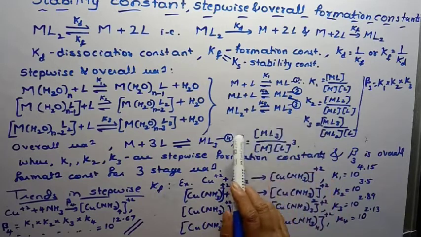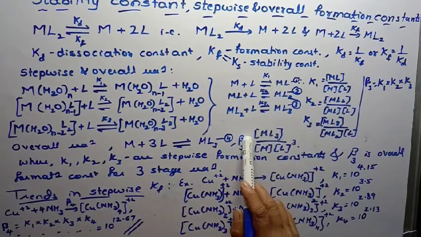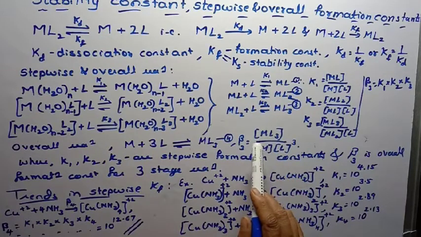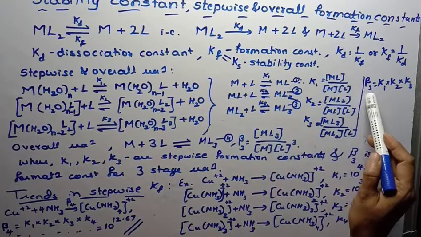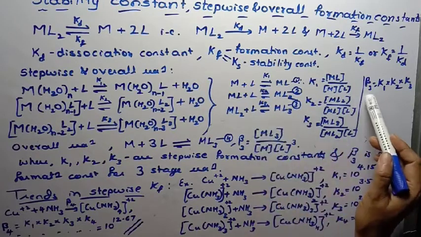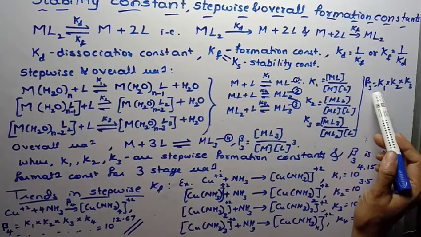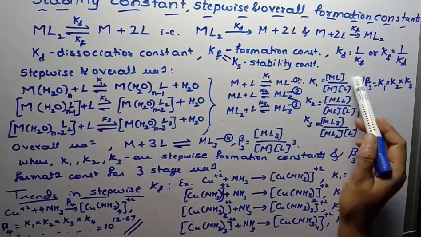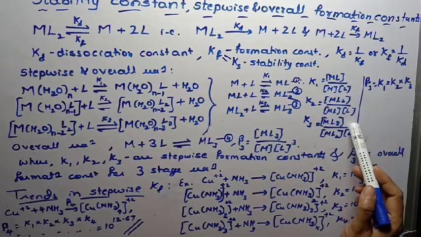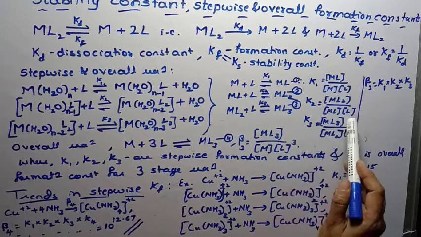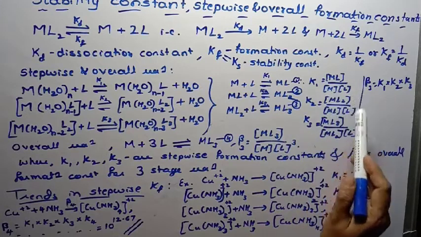And now the relation between K and beta 3, that means stepwise formation constants and overall formation constant, is given by, say for the three-stage reaction, beta 3 is equal to K1 into K2 into K3. If you put these three, K1 into K2 into K3, by cancelling all the factors, you will get the same one, that is ML3 divided by M into L raised to 3.